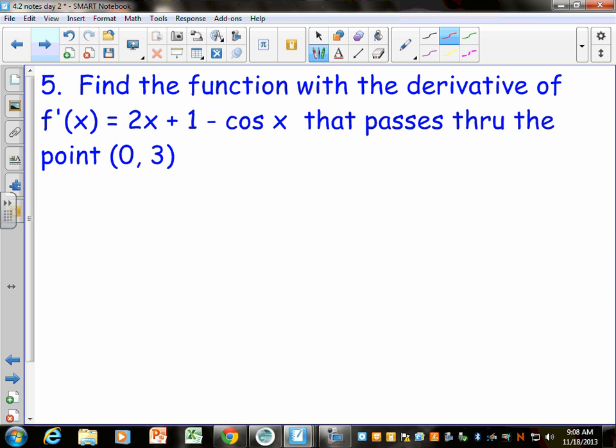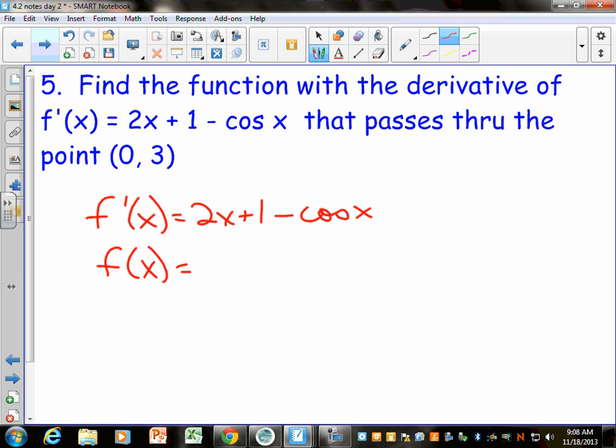So, what else can we do with this? Instead of asking you to find all the derivatives, they can give you a point so you can actually find what that constant value is. And so that's the difference here. It says find the function with the derivative of f prime of x equals 2x plus 1 minus cosine of x that passes through the point (0, 3). Step 1 is still find the original function first. Good framework, right? Going backwards.